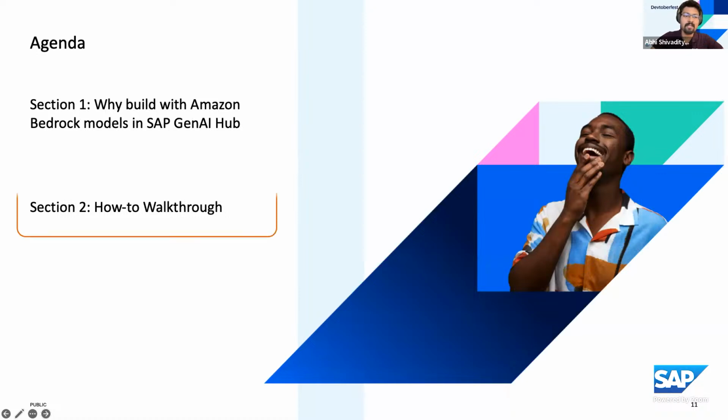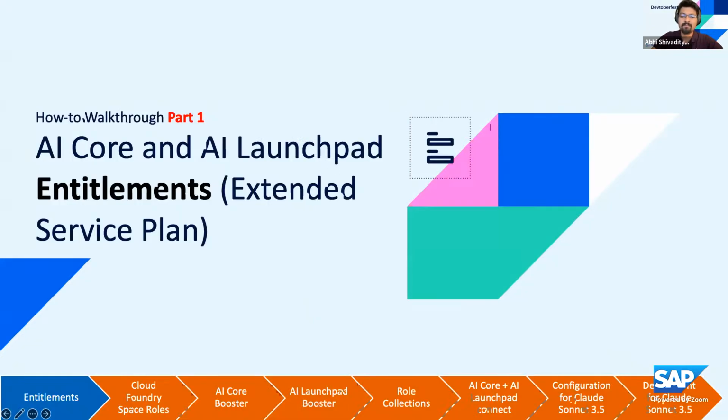Let's go through the comprehensive how-to walkthrough, because there are a few steps that you need to follow within the BTP AI Core to activate the GenAI Hub and then start to consume the Bedrock models. For that, I'm going to share the first step, which is activating the BTP entitlements, specifically the extended service plan. And for that, I'll hand it over to Raj. Take it away.